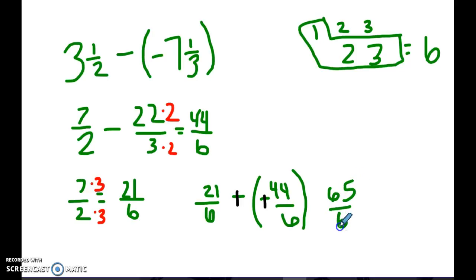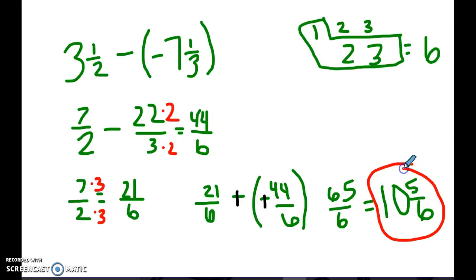But you're not done, because you need to change this back to a mixed number. So go ahead and divide 6 into 65, pause the video, and then see what mixed number you get. So your final answer should be 10 5/6, and it's positive.